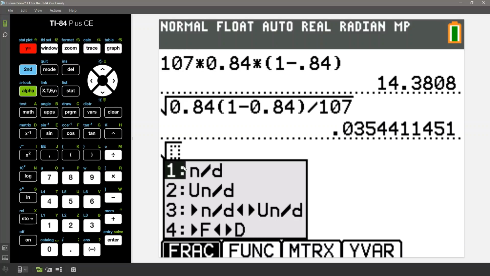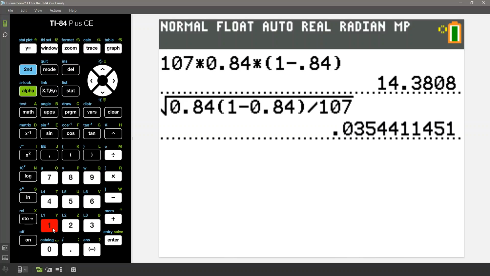See how it's F1? And you can choose the fraction menu, which is numerator over denominator, n over d, number 1. So I hit number 1, and it actually makes a fraction that looks like what it looks like on the paper. There we go, parentheses, 1 minus 0.84. Arrow down, so use your arrow keys, and then hit 107, enter.